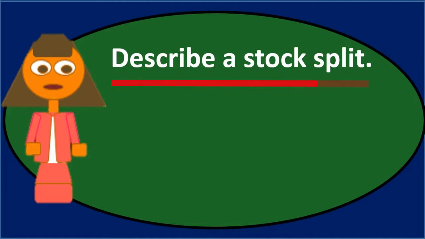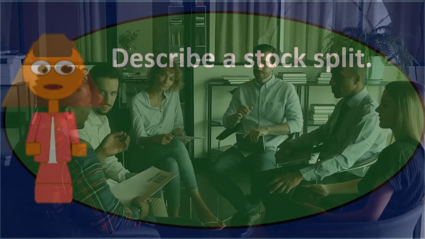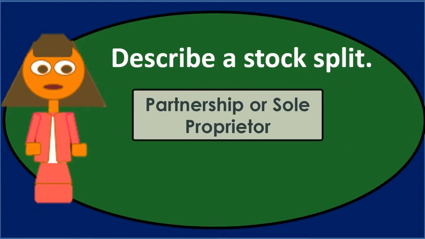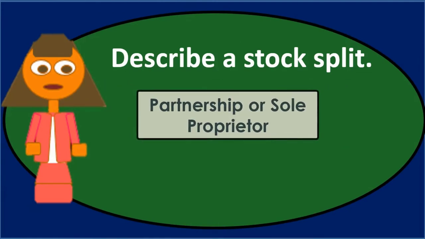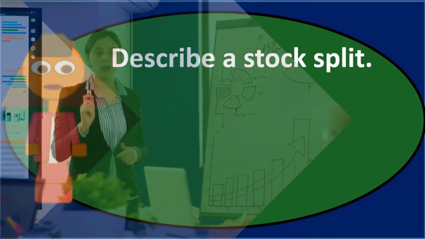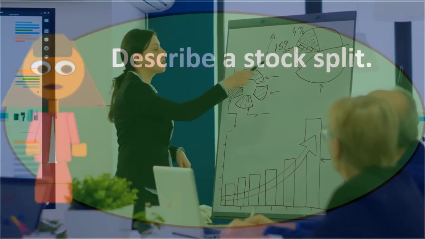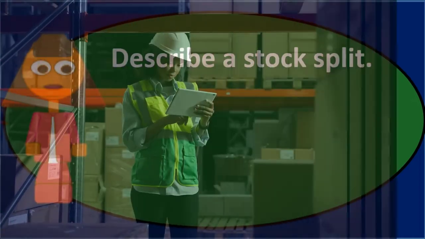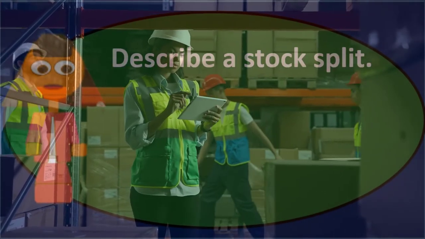So clearly when we talk about a stock split, the idea that we have stock would mean that we are talking about a corporation as opposed to a partnership or a sole proprietor. So what is a stock split going to be? That would mean that the board of directors and management have decided to basically split the stock in some type of fashion, meaning for every stock out there, we're going to give some number above that one stock to the owners of the stock. In other words, we could say a 2-for-1 stock split or a 3-for-1 stock split.